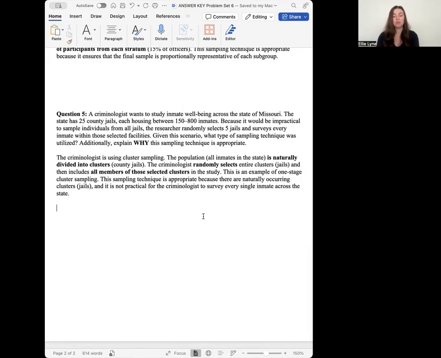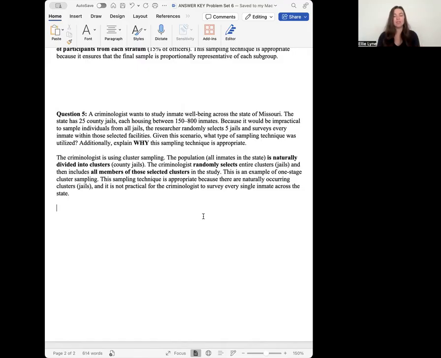This sampling technique is appropriate because there are naturally occurring clusters, our jails, and it is not practical for the criminologist to survey every single inmate across the state. And so we have naturally occurring boundaries here. Essentially with cluster sampling, it's really our most efficient sampling technique out of all of these, because we are dealing with wide geographic boundaries oftentimes, but we're still looking to get geographic variation throughout the state.